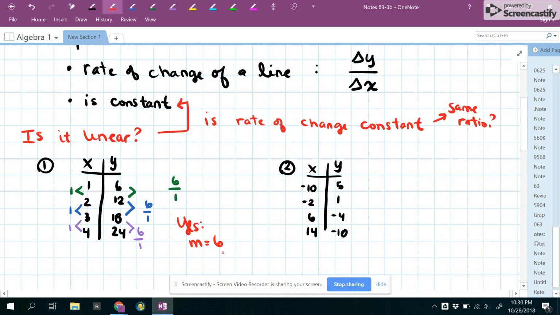So let's look at example 2. Our x's are -10, -2, 6, 14. Our y values are 5, 1, -4, -10. So starting at the top, change in y's, in this case, -4, divided by change in x's, in this case, 8.